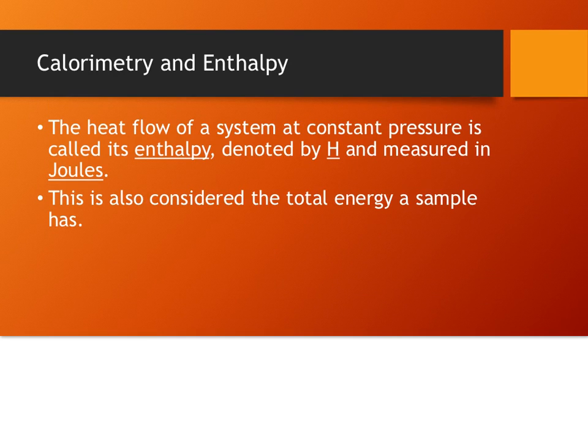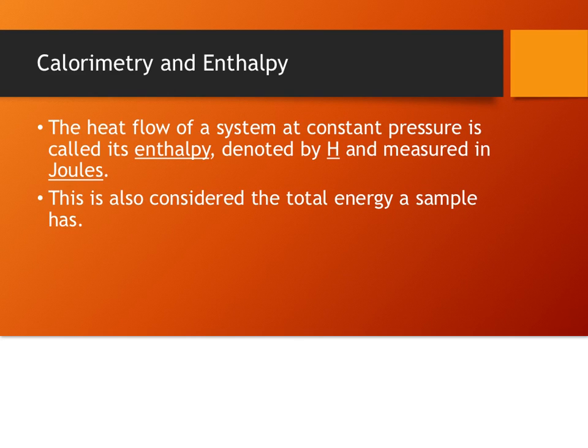So the heat flow of a system at constant pressure is what we call its enthalpy. And that is denoted by H. I don't know why H. If you think about it, why not E? Well, typically energy is denoted by E. So enthalpy, I guess, is the next best thing they could actually get. Anyways, it's typically measured in joules. That's a lie. It's also sometimes measured in kilojoules or calories or kilocalories, but most commonly joules.